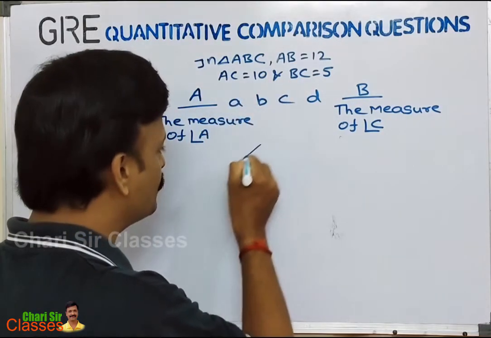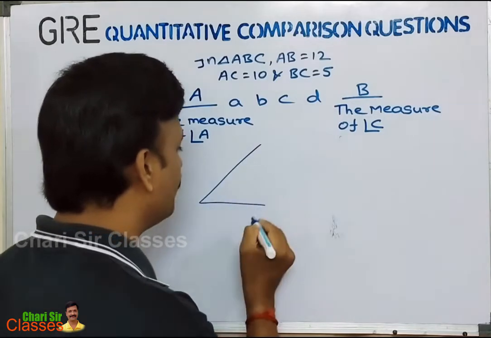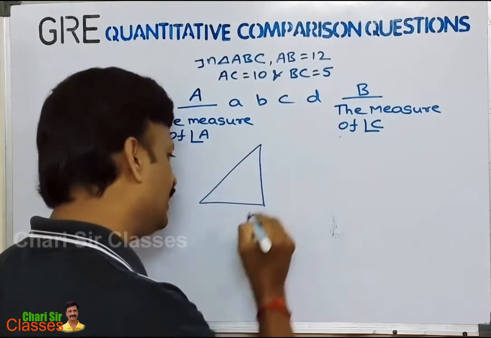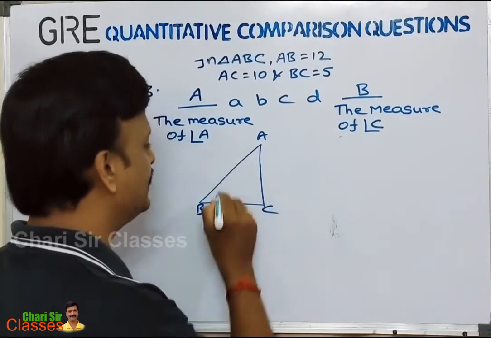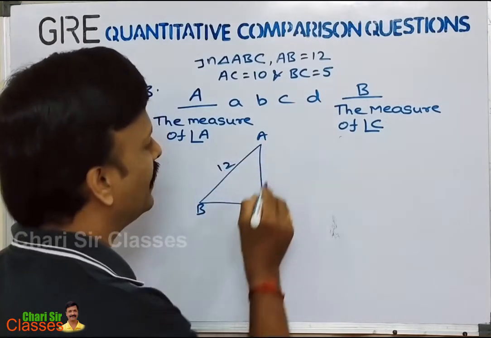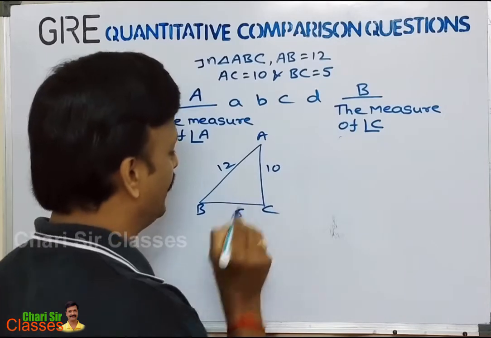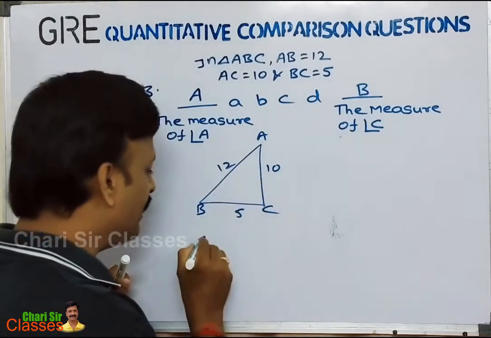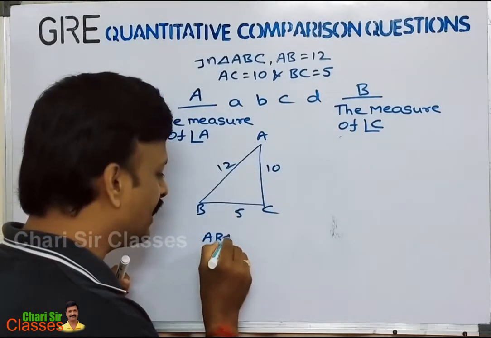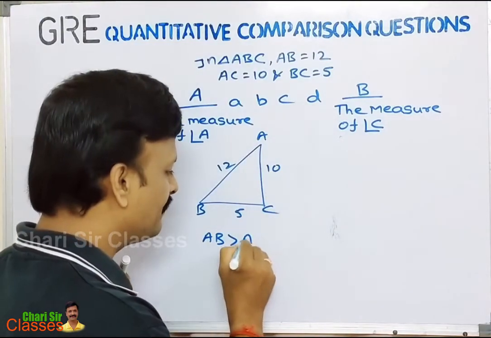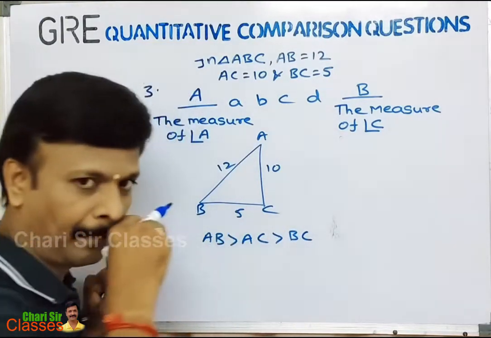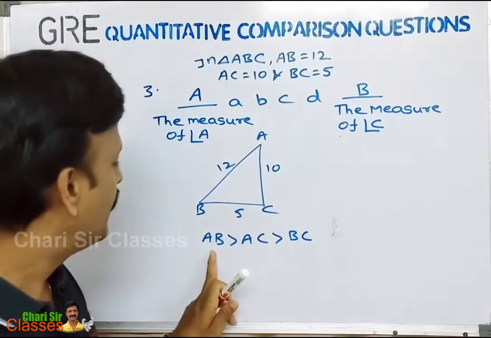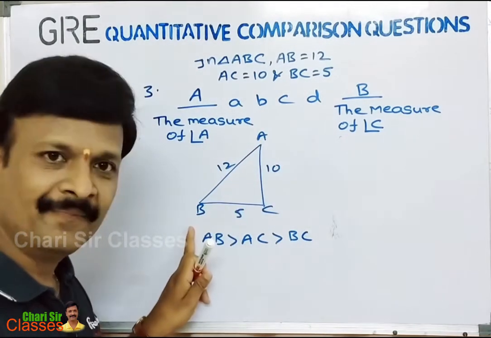AB length is 12, a little bigger, and BC is lesser, and AC is 10. So here A, B and C. This is 12, this is 10 and 5. So here AB is greater than AC and AC is greater than BC. Here the longest side is AB.